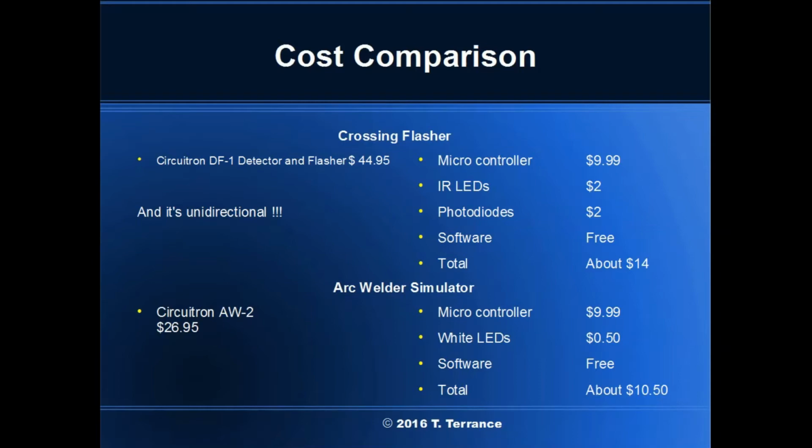AW2 arc welder simulator. The commercial product is $29.95. To roll your own will cost $9.99 for the microcontroller board and about 50 cents for a pair of white LEDs. Software, per usual, is free. For about $10.50 total. Now, I'm not beating up on Circuitron.